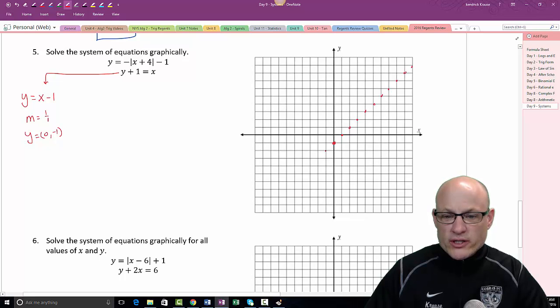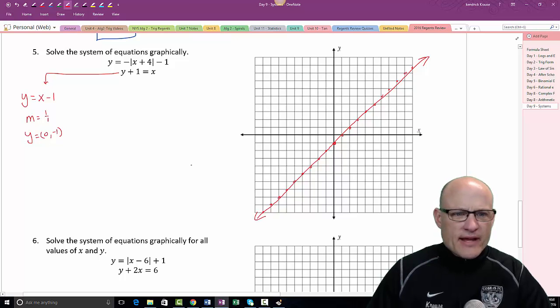If you are really bad at graphing, you just don't get it, you've never gotten it, I don't know why you're in trig, but that's okay. You probably got through by other things. You should graph a straight line here. You should use a ruler. And that's that one.